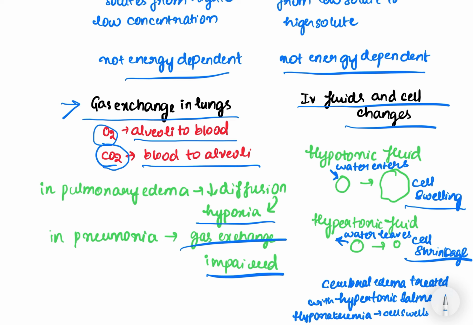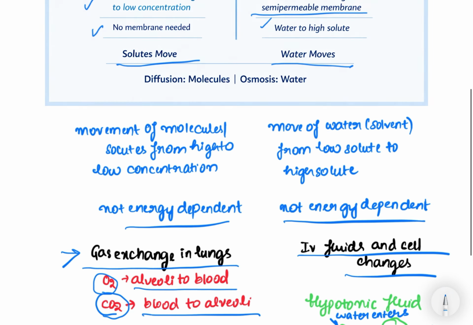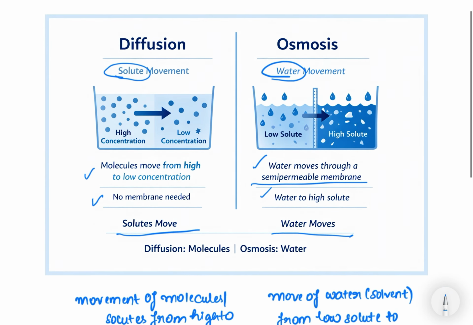And if the patient is in hyponatremia, that is a low sodium concentration, here as there is a low solute outside, the water will move into the cells. That's why there is cell swelling. So these are the important points and clinical relevance of diffusion and osmosis.